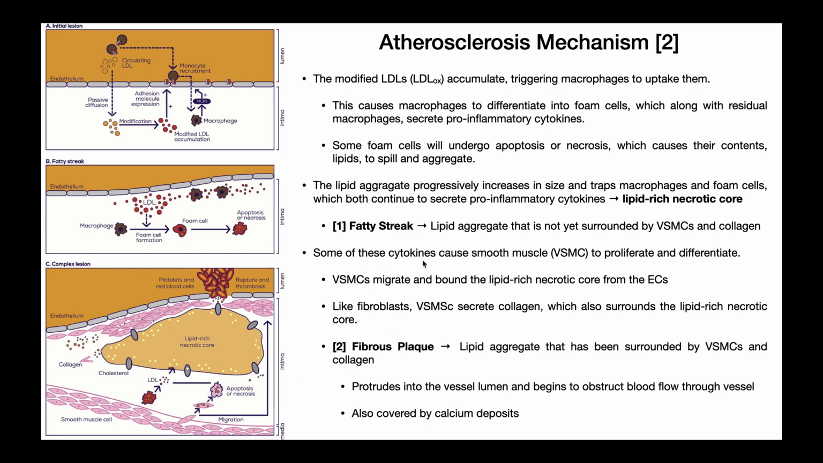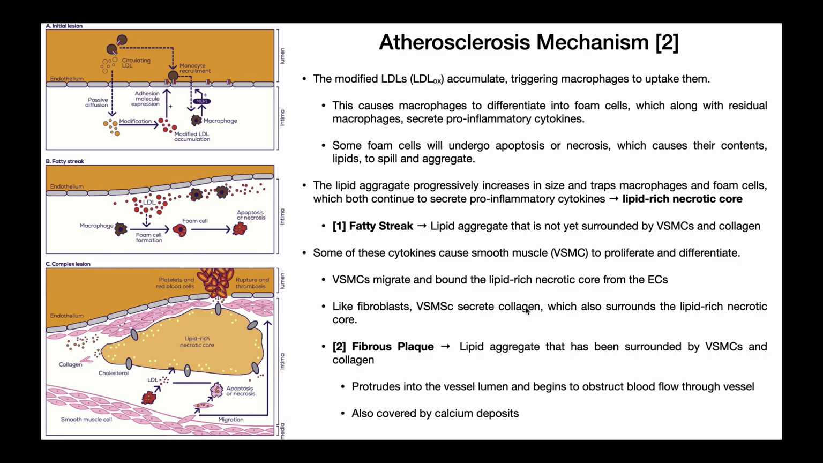So some of the cytokines that are released can cause smooth muscle cells, or vascular smooth muscle cells, to proliferate and differentiate. And these vascular smooth muscle cells will migrate into the area of the lipid aggregate right here. And you can see they're kind of on the other side here and kind of bounding it next to the endothelial cells. So these are vascular smooth muscle cells. And in the same way that a fibroblast would, these cells are going to secrete collagen. And the collagen we normally think of as almost like scar tissue. Okay, so they're depositing collagen here.